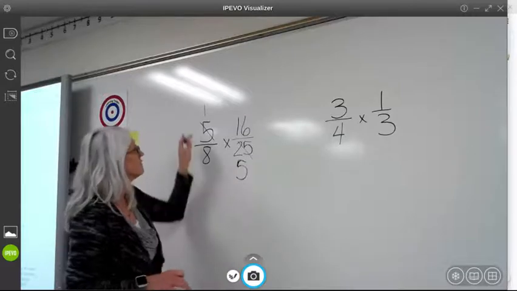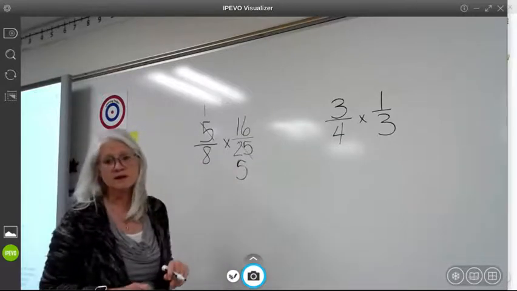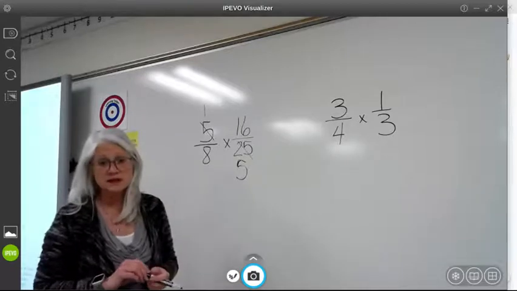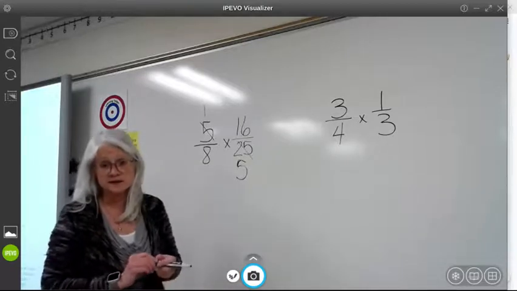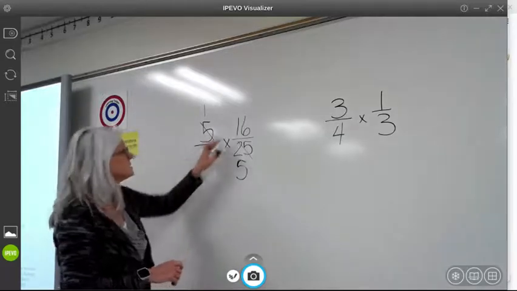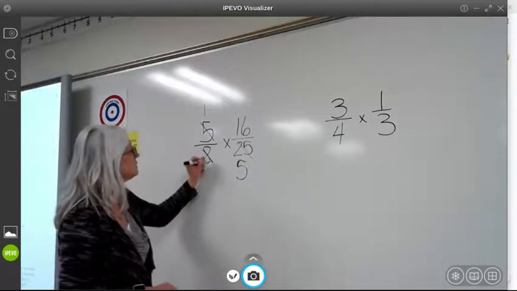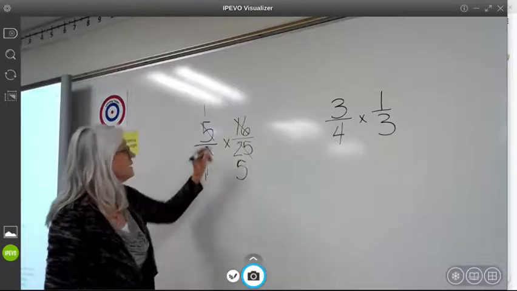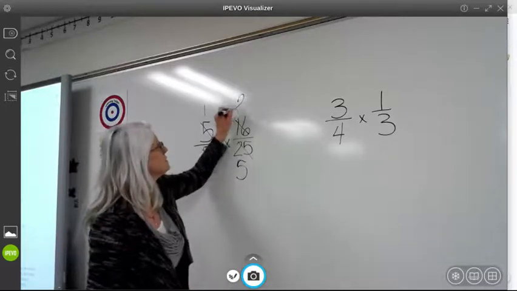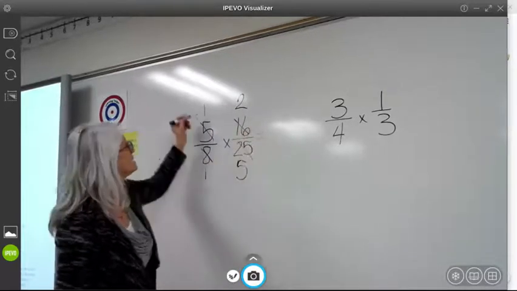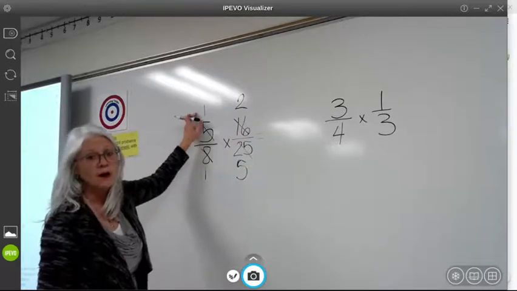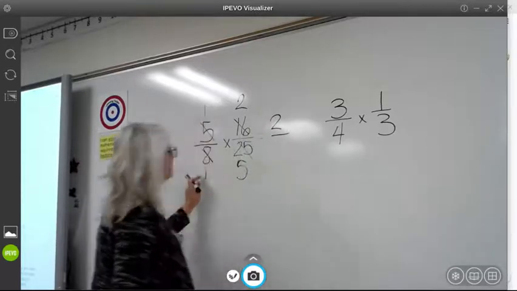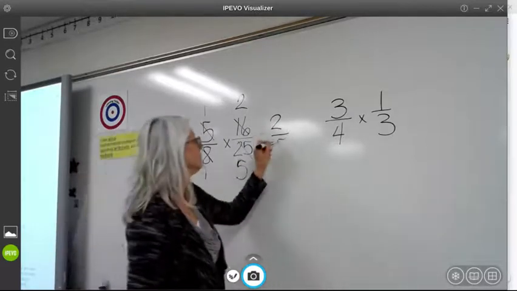Another thing you can think of is how many times does that number go into that number? You could do it that way too. But sometimes it's just using a factor that they can be divisible by. Looking across this way, 8 and 16 are both divisible by 8. 8 divided by 8 is 1. 16 divided by 8 is 2. Now when I do my multiplication, 1 times 2 is 2, and 1 times 5 is 5.